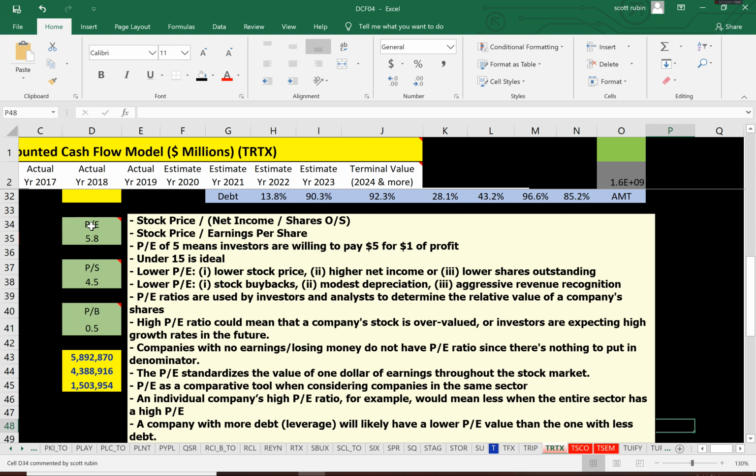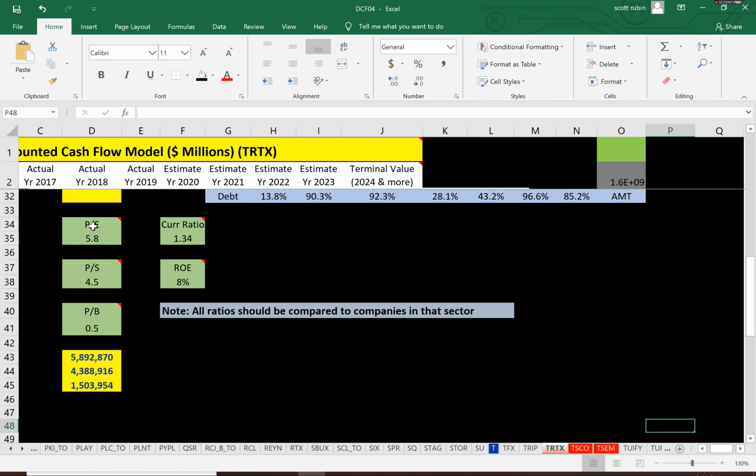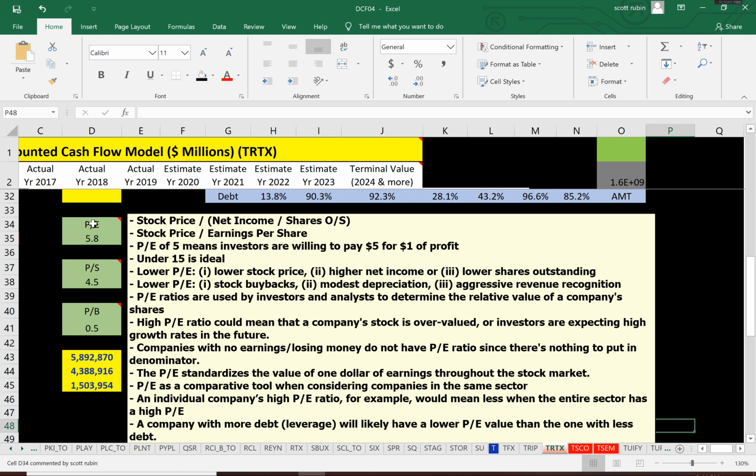So the PE ratio is the most common. That's the price of the stock over the earnings per share. And you want a lower PE ratio. I like to see under 15 when I invest in a stock. And so in that case, they have a really nice PE of about 6. So that means investors are willing to pay $6 for $1 of profit. So it would take 6 years to get your investment back. But you are hoping for an appreciated stock as well.